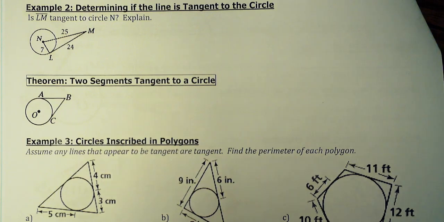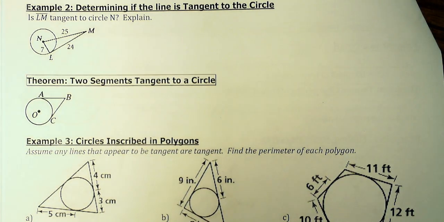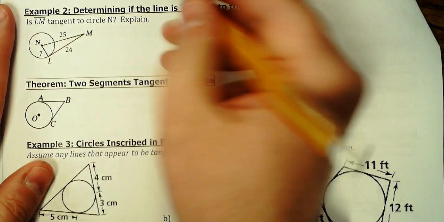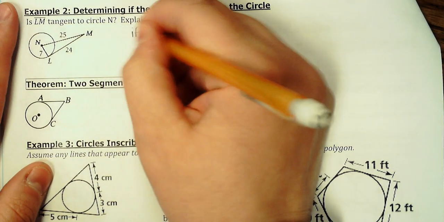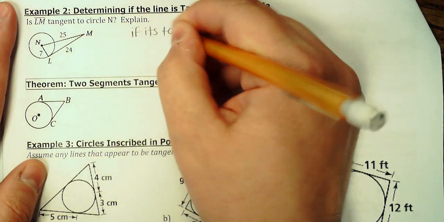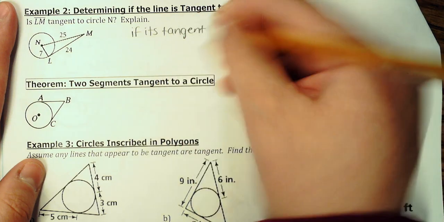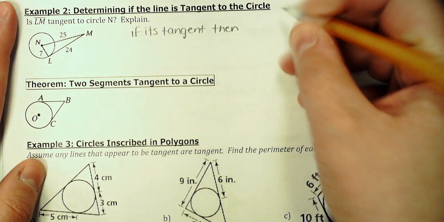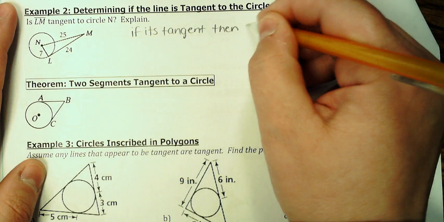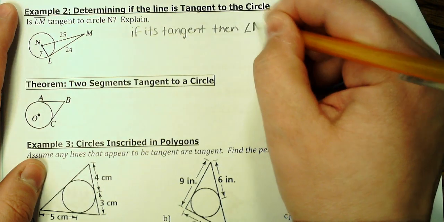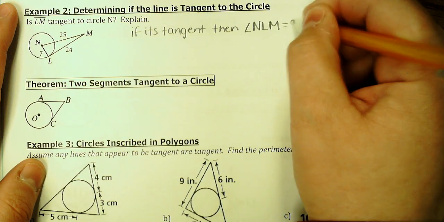Okay, now example 1 told us to go ahead and assume that lines that appeared to be tangent were tangent. However, this question does not say that at all. This question asks, is this tangent to the circle? So it also asks you to explain. So if it's tangent, then we would be able to show the angle, I'm just going to write NLM, is 90 degrees.